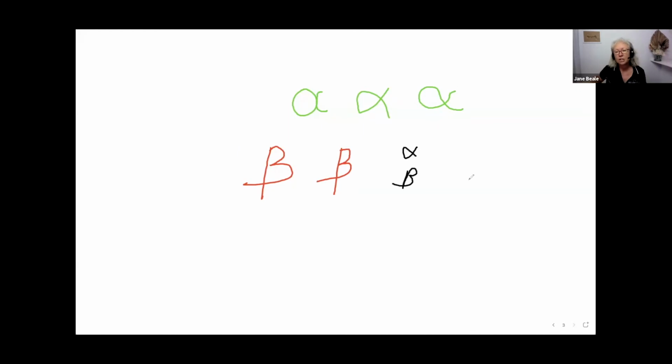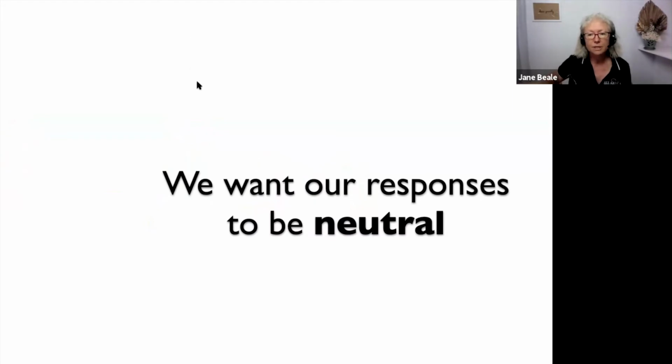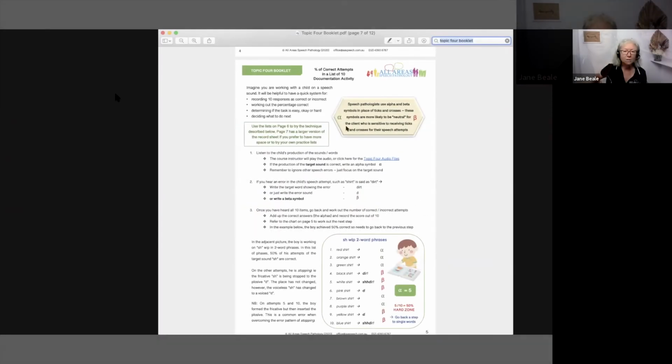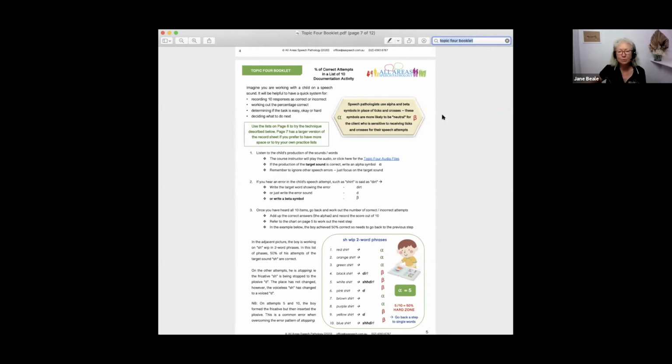Now, the reason we do those, and we could do it in just some black, alpha, beta, is we don't want the client to be looking at what we're doing. If we're going cross, cross, cross, how would you feel if that was your work? Do you think the crosses make you a bit like, ah? We don't want the clients to disengage. The reason we use these symbols is because we want our responses to be neutral. I wonder if you've noticed the alpha and beta symbols before, maybe on a speech pathologist's sheet where they've been doing some assessment or some therapy.